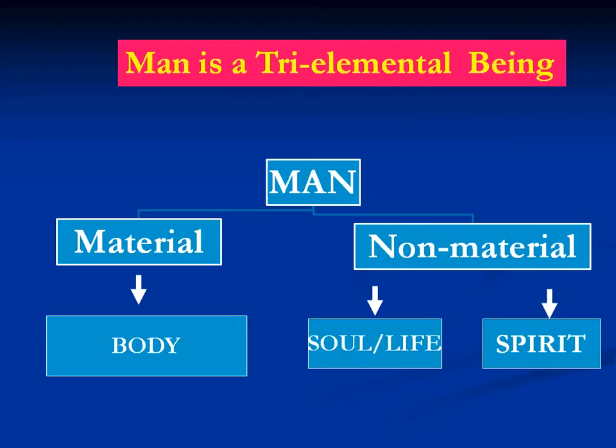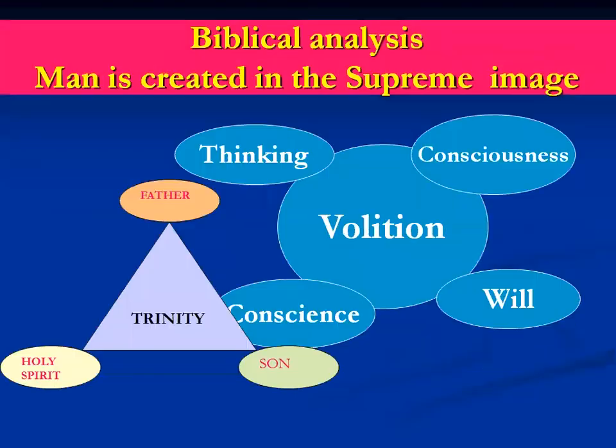So man is a tri-elemental being. We have two elements. The first one is material, that is our body. The second one is non-material, that is soul and spirit. Beyond that, you need not have any kind of superstitious beliefs, but simply believe these three things, and certainly you will have a logical understanding of personality. And so many other theories are there.